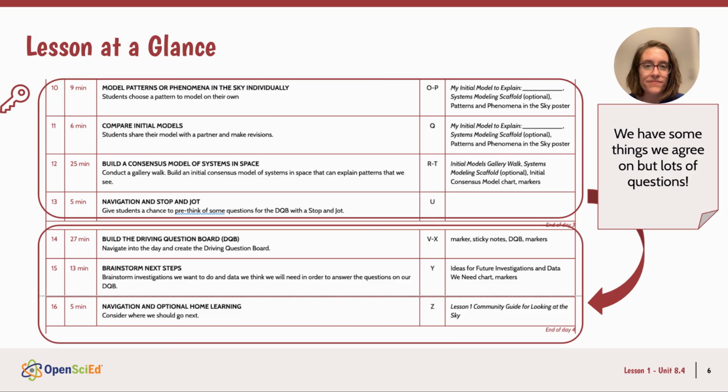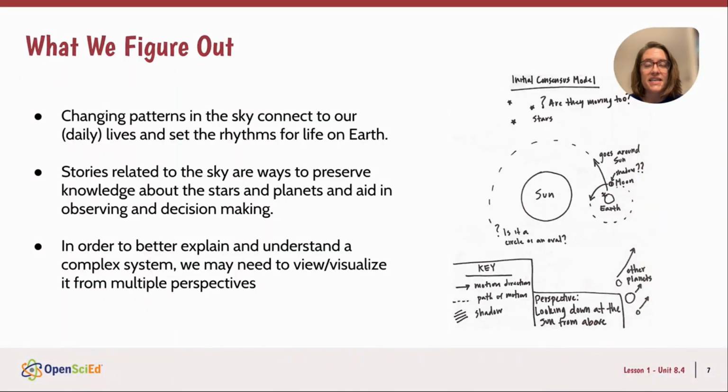What's going on? That leads us into the third day where we try to model what we think is happening for these different phenomena. We compare our models and develop a class consensus model. And we realize that, hey, there's a lot of stuff that we agree on, but we have tons of questions, which navigates us to the final day of the lesson where students build the driving question board and brainstorm next steps for future investigations where we could collect the information that we need and figure out the answers to all of our questions.